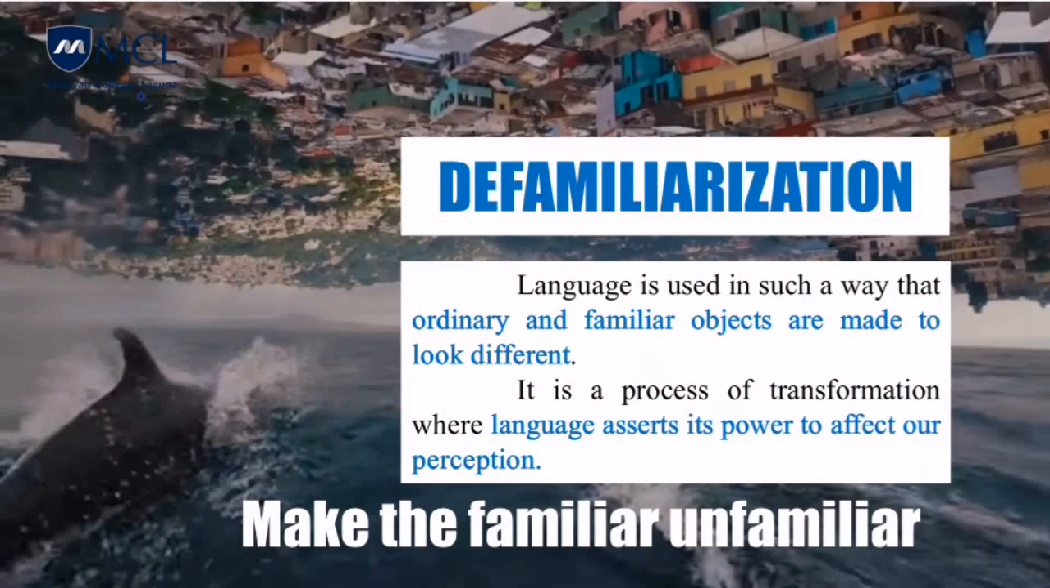Defamiliarization is when language is used to make ordinary and familiar objects look different. Here, language is powerful to distort and manipulate our perception. Formalism checks how our understanding of familiar things is made alien or renewed.